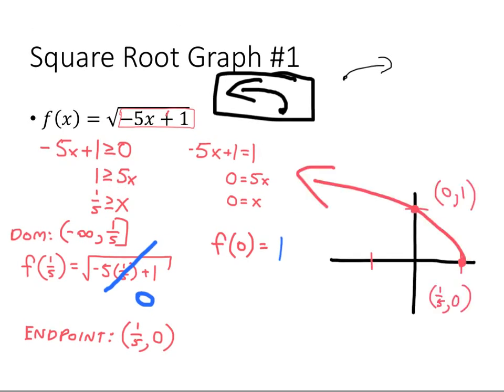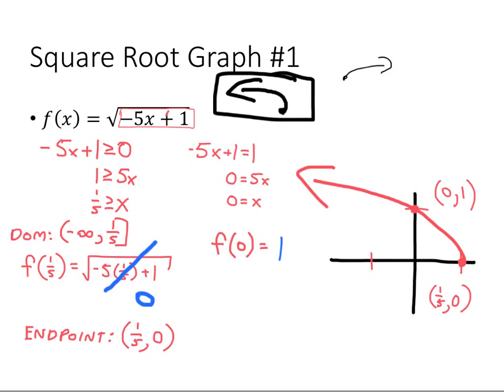So finally, the only thing left to do is draw the graph. I make sure that the endpoint of the graph is (1/5, 0). I have my second point at (0, 1). And again, I thought about what the graph should look like before I drew it. So I just need to verify that my graph is going the direction I want it to go.